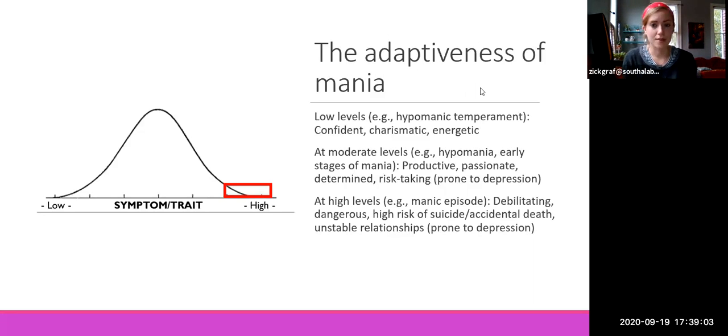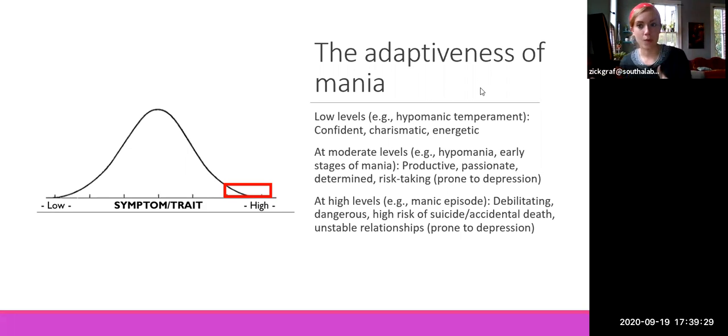So the other hypothesis for why bipolar disorder has persisted in the population is that mania at the lowest levels, so the hypomanic temperament, is adaptive. Even though it doesn't necessarily get you anywhere if you don't have talent and connections and privilege, confidence, charisma, and lots of energy are positive traits, and it's easy to see how they could confer a reproductive advantage.